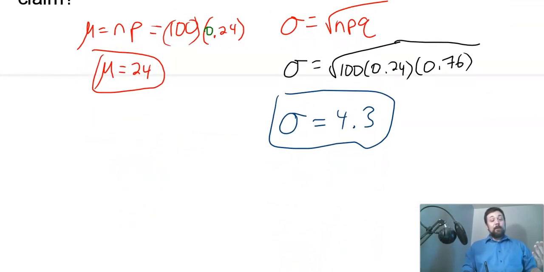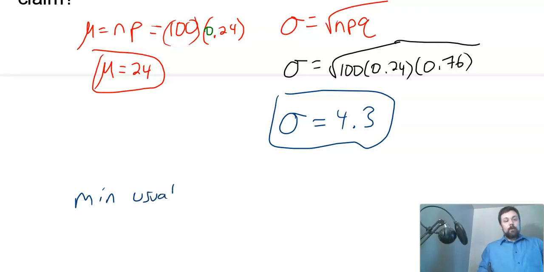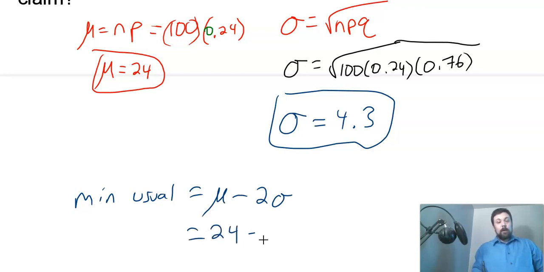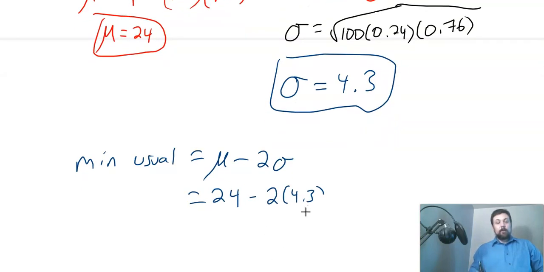And I think that's what I'm going to do because I really don't want a 2-hour video here, and we're getting really close to that. So the minimum usual value is the mean minus 2 times the standard deviation, which is going to be 24 minus 2 times 4.3. I'm sorry, that didn't write all the way completely. All right, so I'm plugging that into my calculator. 24 minus 2 times 4.3, and I get 15.4.